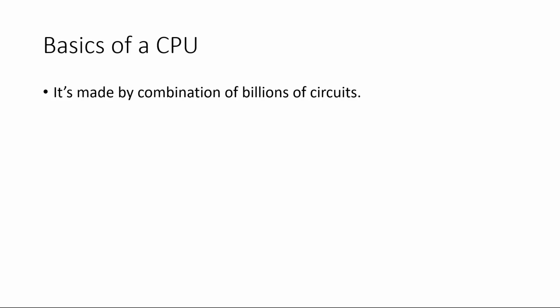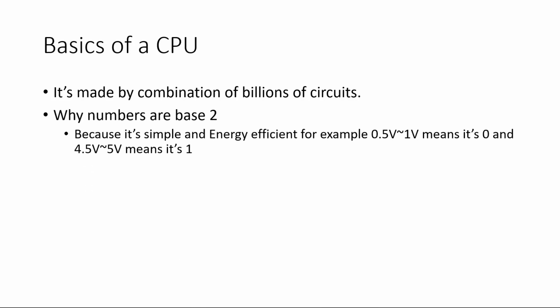Going to the basics of a CPU. It is made by a combination of billions of circuits, as you saw. And the question: why are numbers base 2? Because it's simple and energy efficient. For example, logical 0 is almost 1 volt, and logical 1 has around 5 volts. You might say, okay, what if the voltage it's receiving is between 1 and 4.5? It's neither 1 nor 0, right? Well, that will be considered as noise.